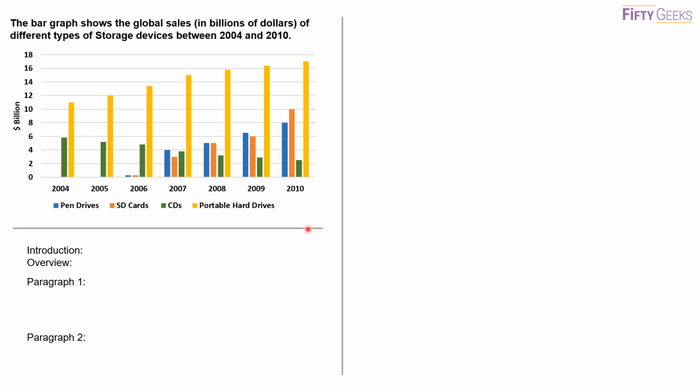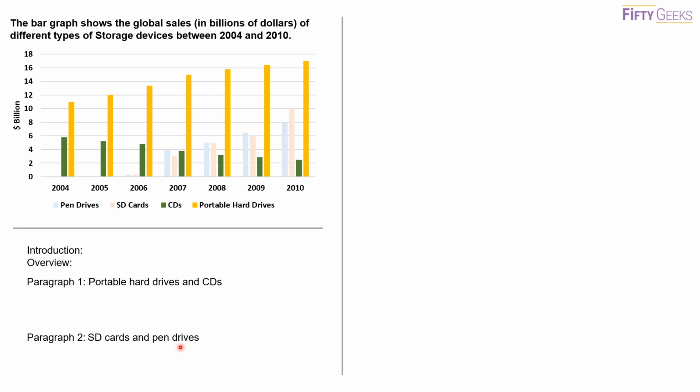And for the body paragraphs, we have to analyze the graph first and group the information that we will write in the paragraphs. Always remember, only write the main features of the chart and do not try to add each and every detail. Let's begin to group the information for the body paragraphs. For the first body paragraph, we will write about portable hard drives and CDs. Whereas for the second body paragraph, we will write about SD cards and pen drives.